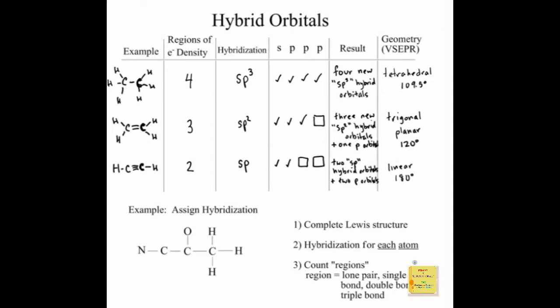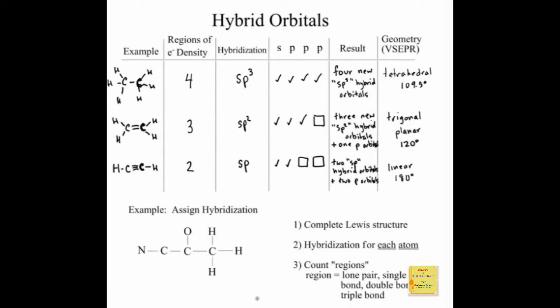Okay, so these are the basic geometries that we're going to be looking for, sp3, sp2, and sp. Let's look at some examples on how we can apply this. So here's an example. What if I asked you to assign the hybridization of the following molecule? And what's given here is just a backbone, so we can just get a little practice drawing Lewis structures.